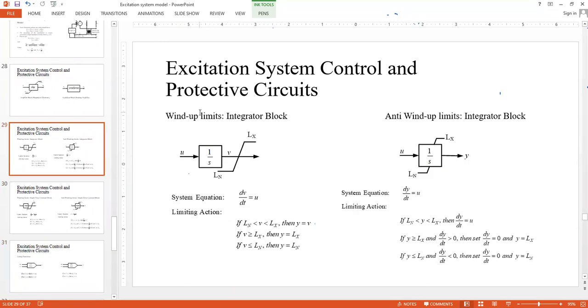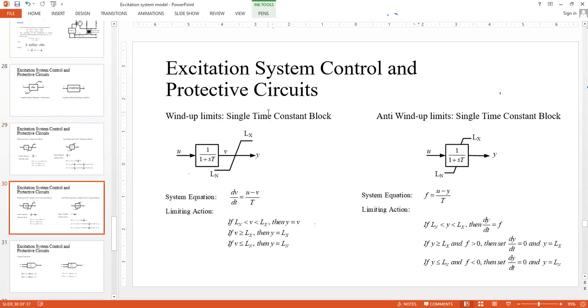There are basically 2 different kinds of limits associated with our modeling. One is the wind-up limit, another one is the anti-wind-up limit. And both of these limits are actually applicable for the single integrator or single time constant or for lead lag time constant.